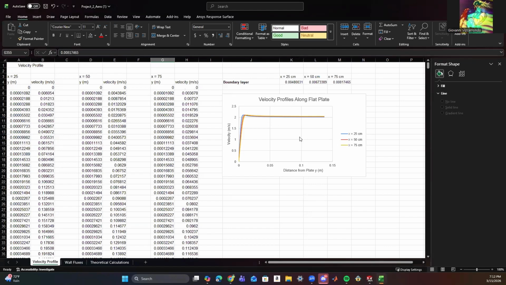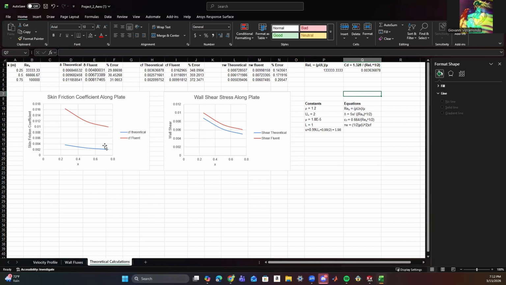Here we have our velocity profile graph with our boundary layers, very similar. Then for our theoretical calculations, we have our x, we found our Reynolds number for each, our boundary layer theoretical and the one for Fluent, and the percentage error, the skin friction coefficients, same thing, theoretical and Fluent, for our wall shear stress. Then we put them in the graphs, and then part D we did right here, where we found the Reynolds number for the plate, and then we found the drag coefficient for that.